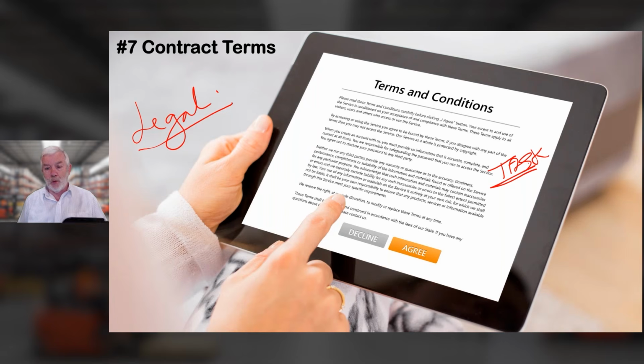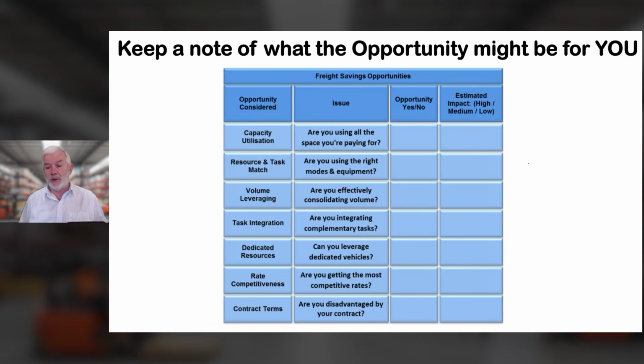If you've got your workbook in front of you, have a look at these 7 and consider: are you using capacity correctly? Are you paying for space that you're not using? Have you got the right resources, the right equipment? Are you leveraging that volume? Have you got 230 carriers, or are you down below 10? Or like a lot of people on the call, you're down to 3, 4, 5, 6. That's really good. That's a good number. Are you integrating tasks so that you can utilize the fleet as best you can? If you've got dedicated resources, have you got the right level of base resource, and are you topping up as required?